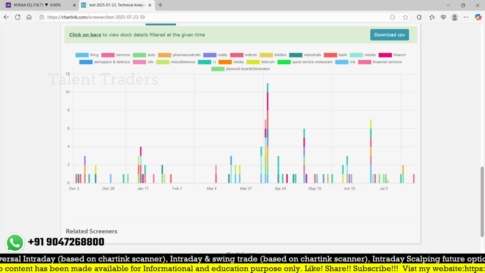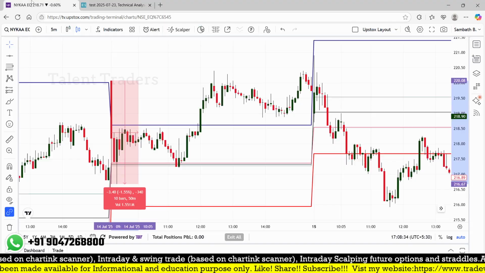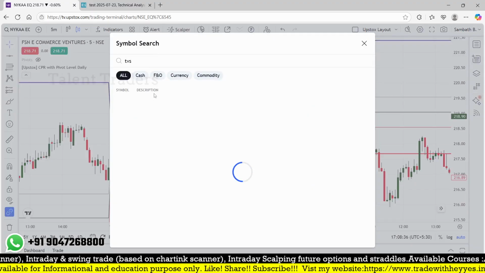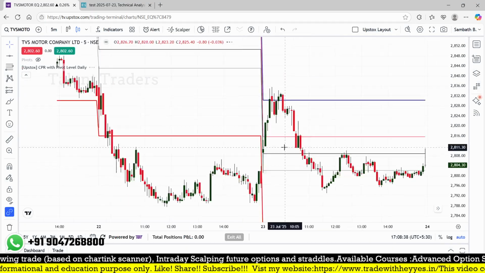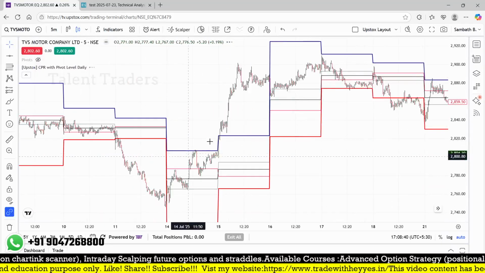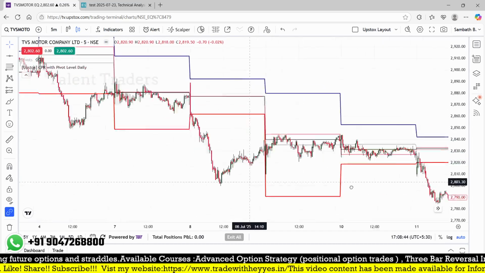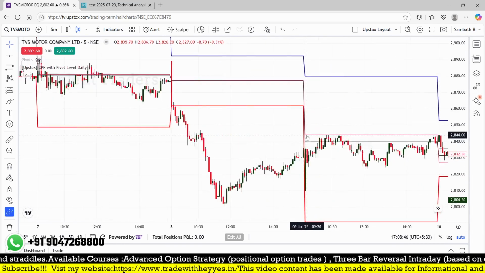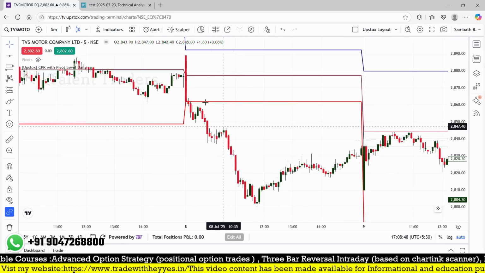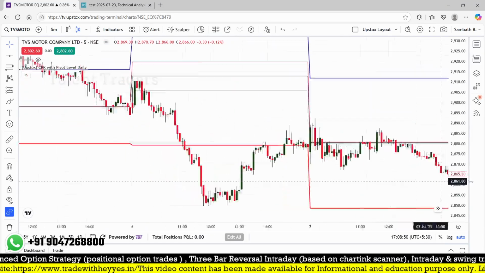Let me check some other one, TVS moved around 3.7. 3.7, so we need to go back. I think this one. So this is what I'm just looking for. Sorry, this is 8th. Okay.